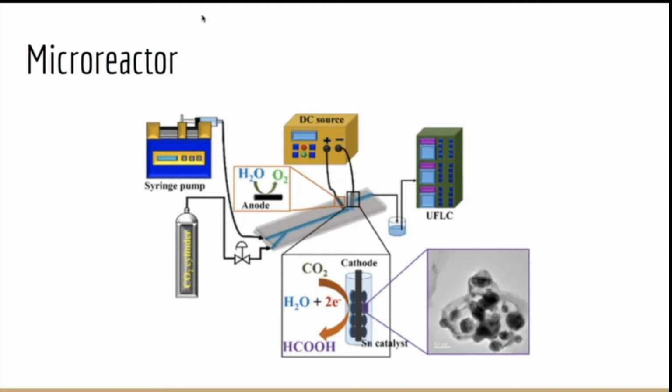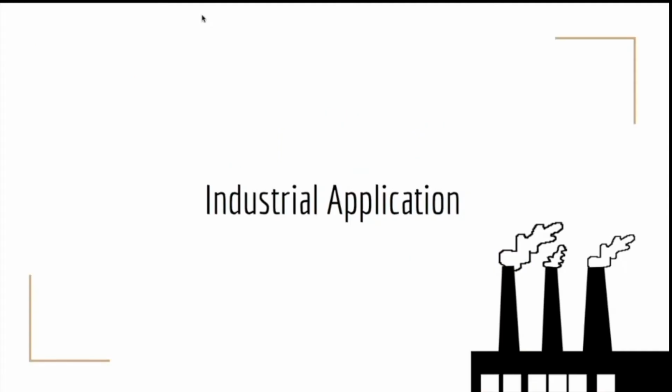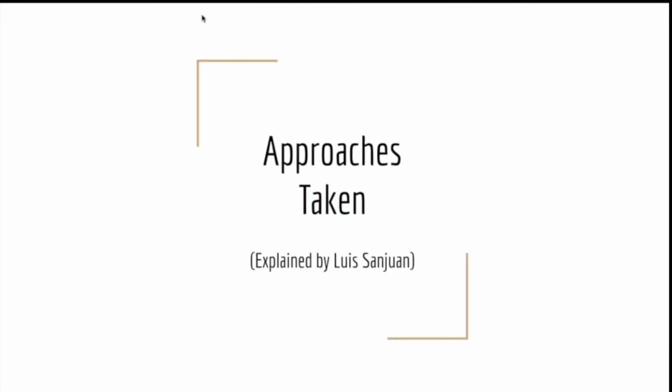But as far as microreactors go, it's important to note that they're very safe and very equipped to handle electrochemical reactions due to their small inner volumes. And then as far as our industrial applications, so we will be producing around 20 tons of formate, or that's our goal to produce annually in our microreactor, and that will be discussed further in the future slides. So now I'm going to discuss the approaches taken to achieve these 20 tons of formate.